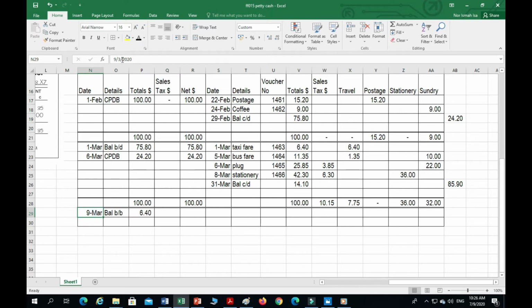So this is 1 February, 1 April. So the balance should be 14. Again, the procedure will remain the same. The petty cashier will claim for the float amount for the expenses reimbursement to achieve the float amount.